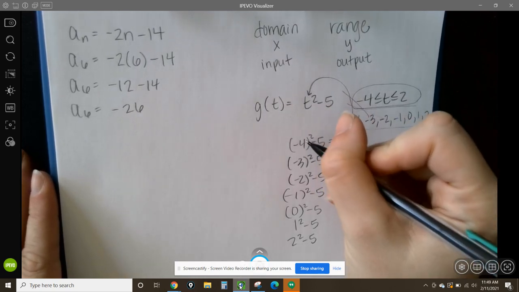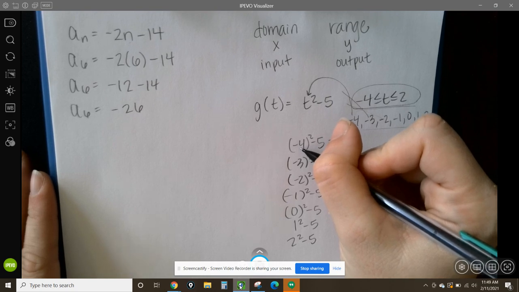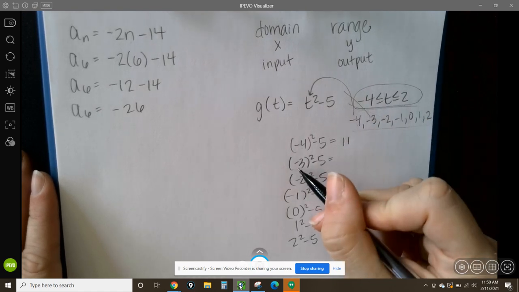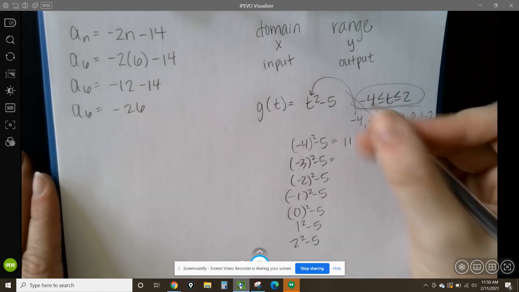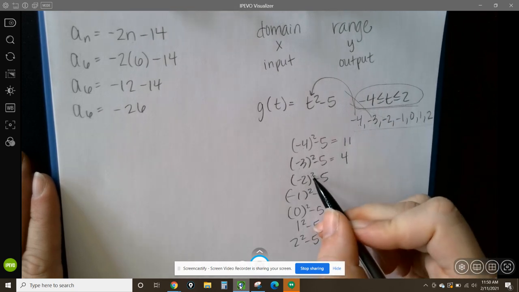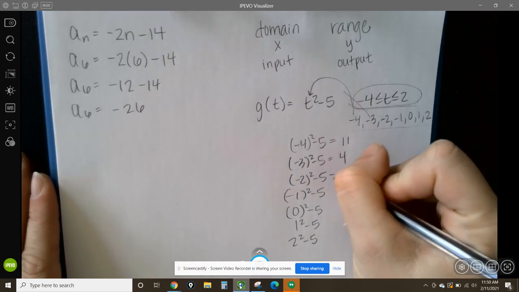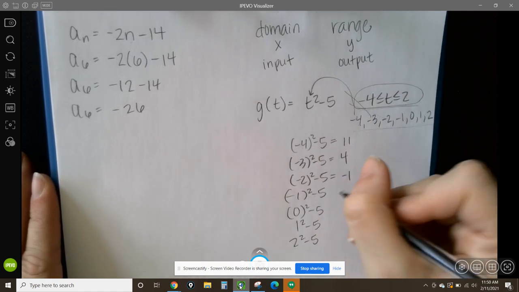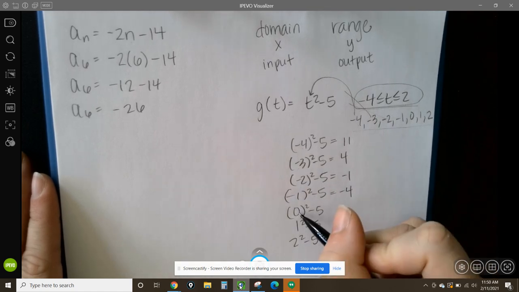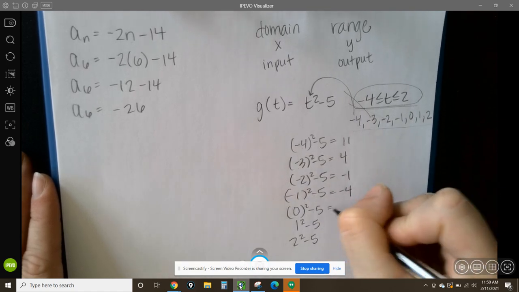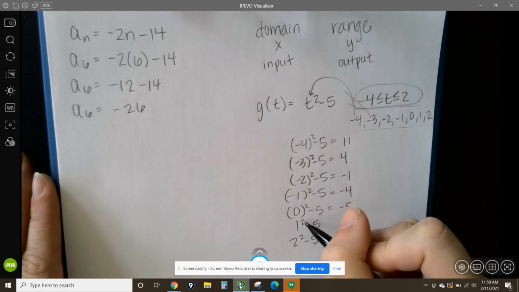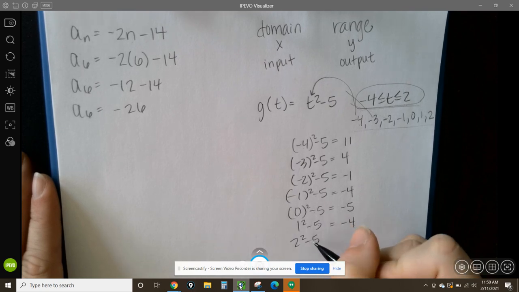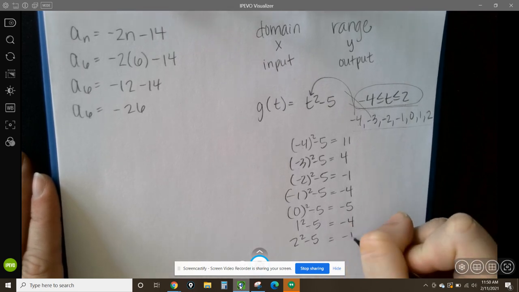So -4 squared, that's -4 times -4 is 16. 16 minus 5 is 11. -3 squared is 9. Minus 5 is 4. -2 squared is 4. Minus 5 would be -1. -1 squared is +1. Minus 5 would be -4. 0 squared is 0. Minus 5 would be -5. 1 squared is 1. Minus 5 would be -4. And 2 squared is 4. Minus 5 would be -1.